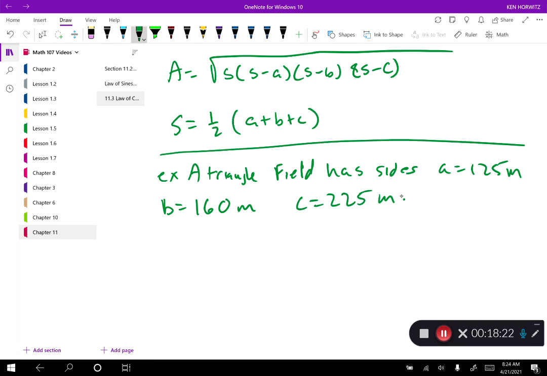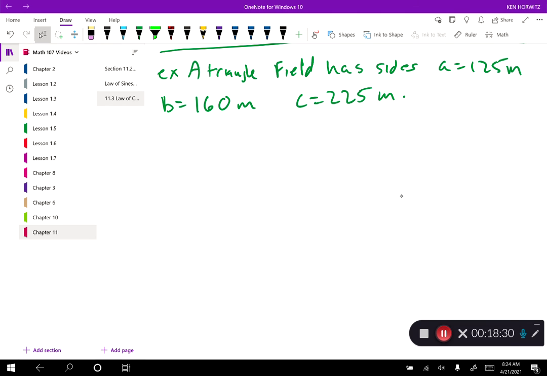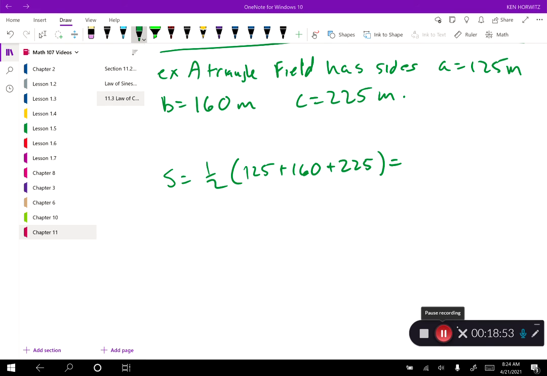All right. So we don't necessarily know if this is a right triangle or not. So Heron's formula is an option. We start out by getting S. S equals one-half of 125 plus 160 plus 225, excuse me. So why don't you add those up, divide by 2, and I'll give you the answer on the back end. All right, hopefully you added them up and divided by 2. I got 255.